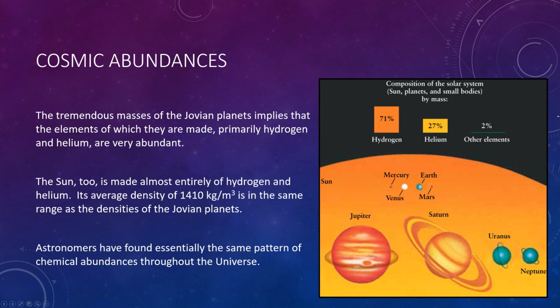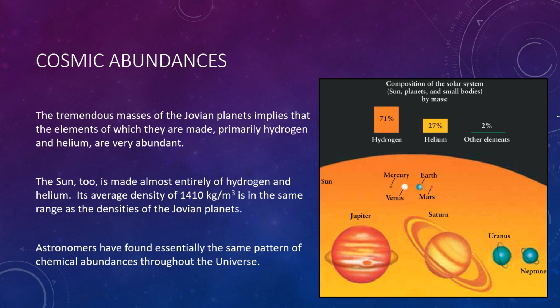So, the small sizes of the terrestrial planets compared to the Jovian planets suggest that some chemical elements are quite common in our solar system, while others are quite rare. The tremendous masses of the Jovian planets, such as Jupiter, which has the mass of all of the other planets combined, mean that the elements of which they are made, primarily hydrogen and helium, are very abundant. The Sun, too, is made almost entirely of hydrogen and helium.